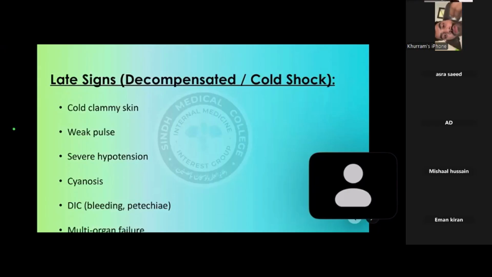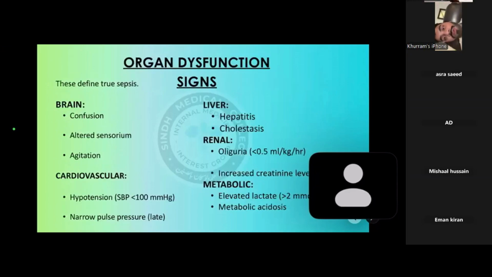And finally, when all this is there, multi-organ failure results. When the body is unable to compensate for all these things, it signals towards multi-organ failure. In the next slide we will be discussing how multi-organ failure can be picked up in such a patient. So organ dysfunction: why it is important, and if you suspect all those signs that we just discussed in a patient, what to see next.